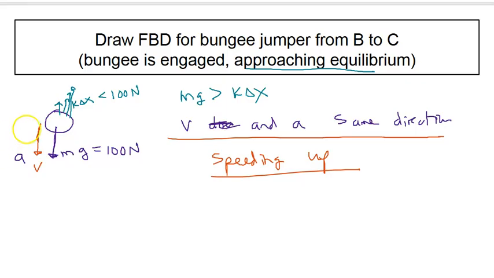Oh, dang it. I was trying to impress you by having it slowly erase, and it's not working. The acceleration vector is getting smaller and smaller and smaller. So what I'm trying to say is it is speeding up at a decreasing rate.